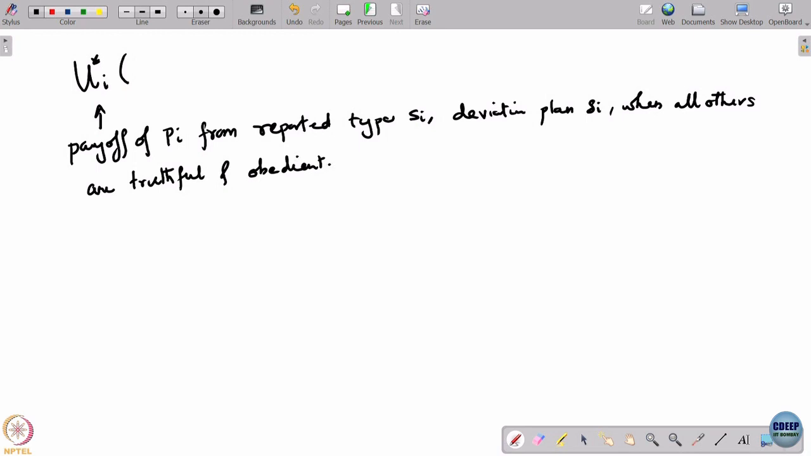So let's write this. What is this going to be a function of now? It will depend on the mediation plan.